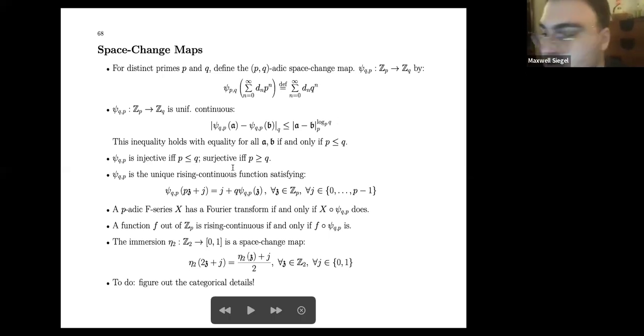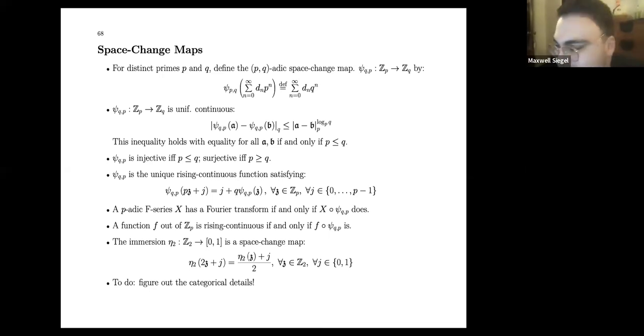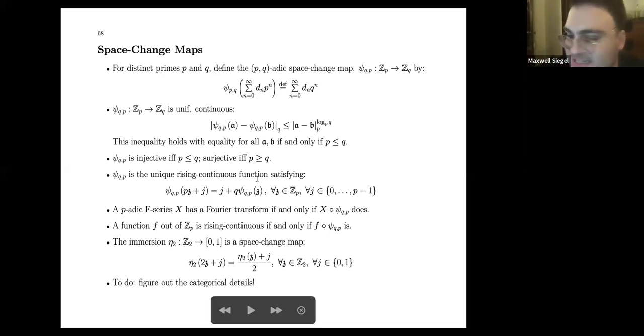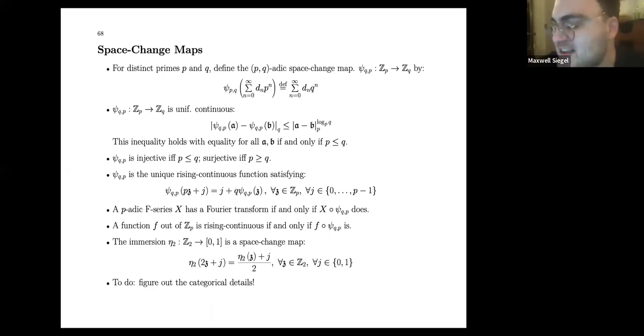Their injectivity and surjectivity depend on p and q, and just like F-series, the space change maps can be given as the unique rising-continuous solutions to certain systems of affine linear functional equations. In fact, this shows that the space change maps are just another example of F-series. Both, and here's something really cool, both quasi-integrability, that is, the existence of a Fourier transform, and rising-continuity are preserved by precomposition by a space change map.